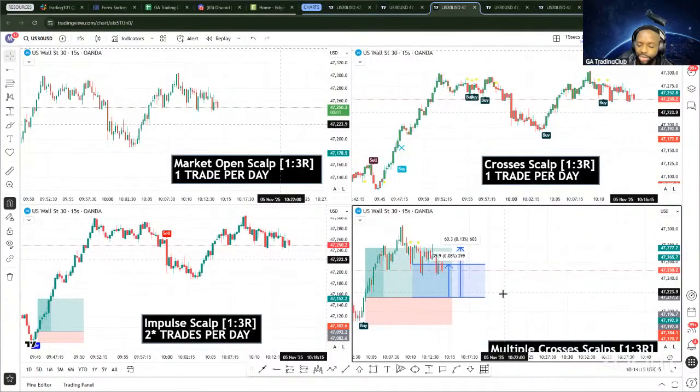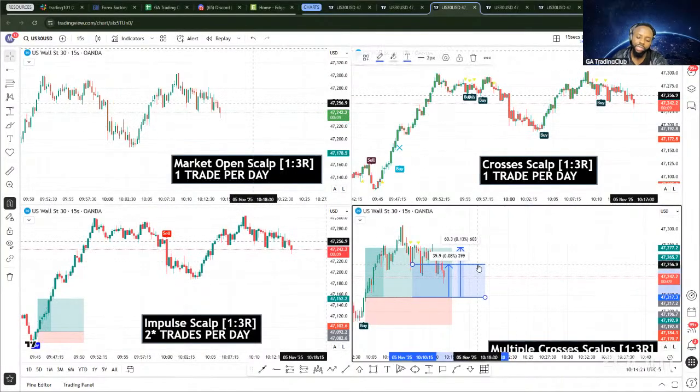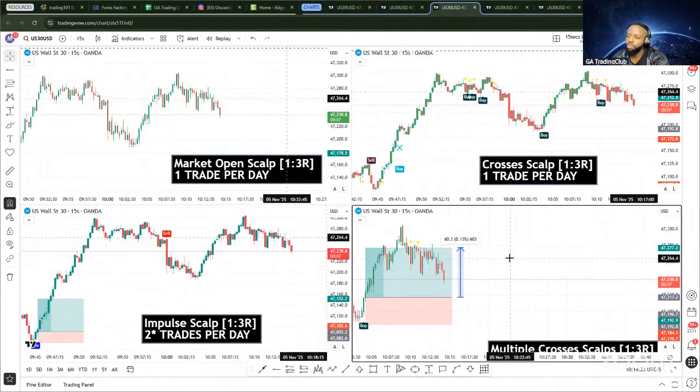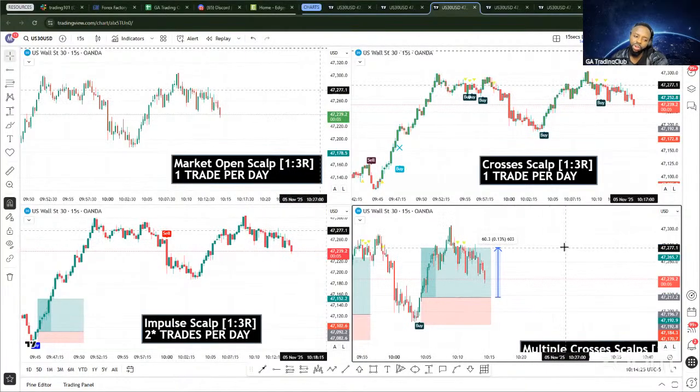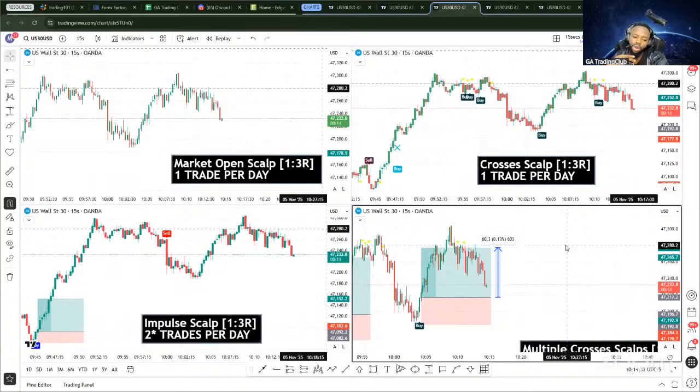And you can see the exit signal. If you're waiting for the exit signal, you'd have only locked in 40 points. So I think at the very least, it's better to trail your stop loss. And again, the opposite is true. Sometimes the exit signal will come after price has trended for 200 points, for 150 points.